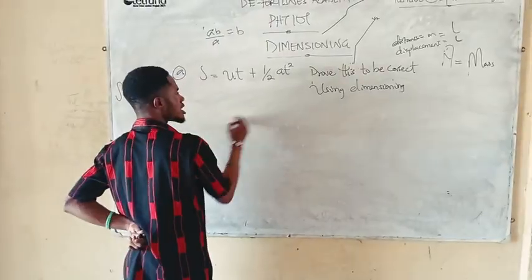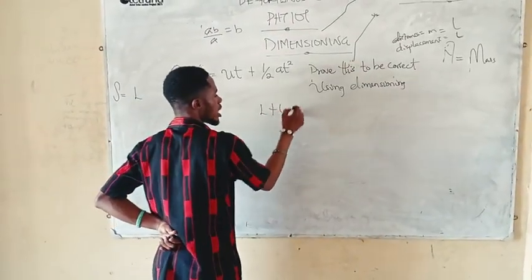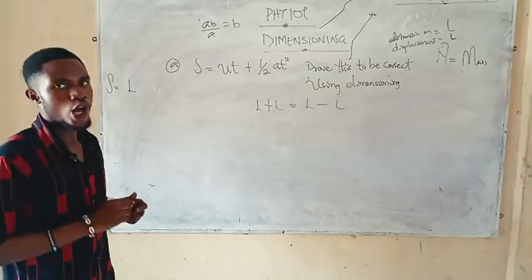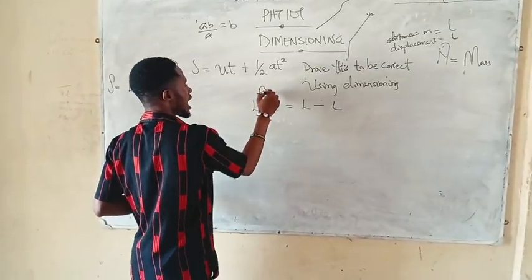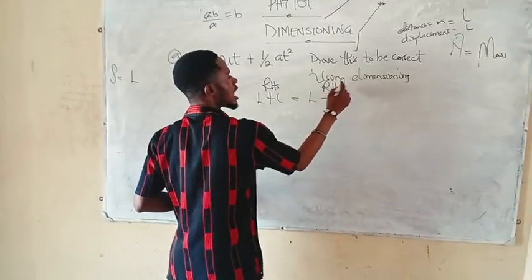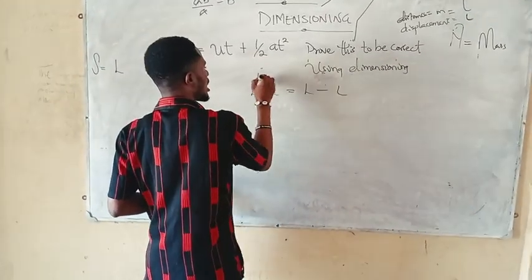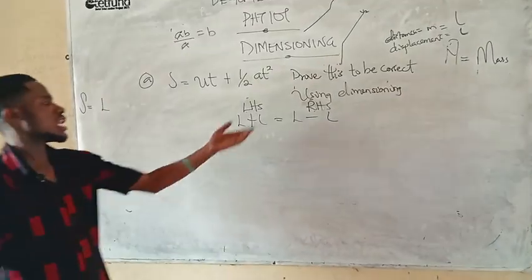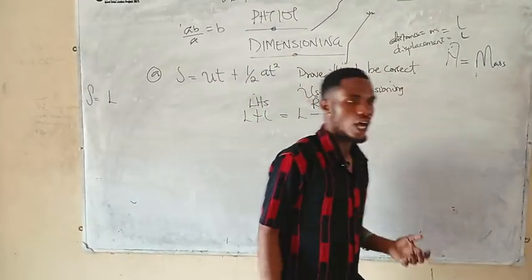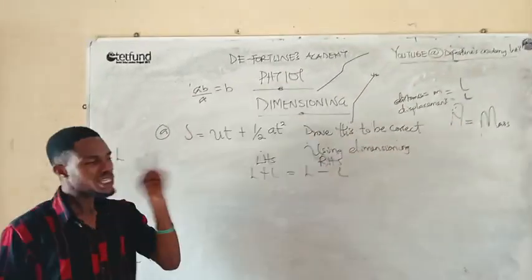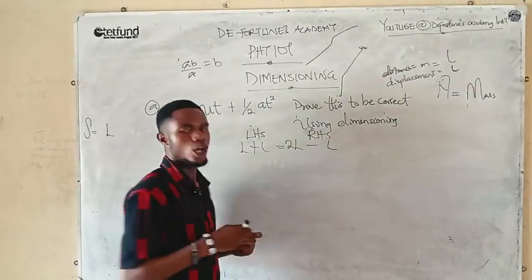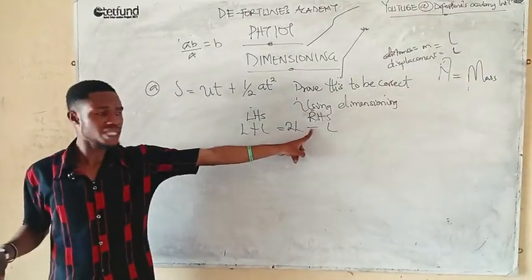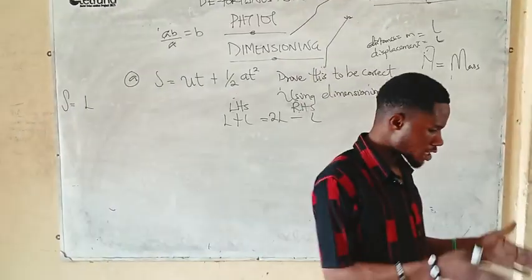The law is that what is in the right hand side, let's say if I had L plus L equals L minus L, must be equal to what is in the left hand side. Or you can simply say what is in the left hand side must be equal to what is in the right hand side. Now look at this. What I want you to know, if I add 2 here, numbers do not affect dimensioning. This number is a constant. This sign is a constant. So take 1. Numbers do not affect dimensioning.